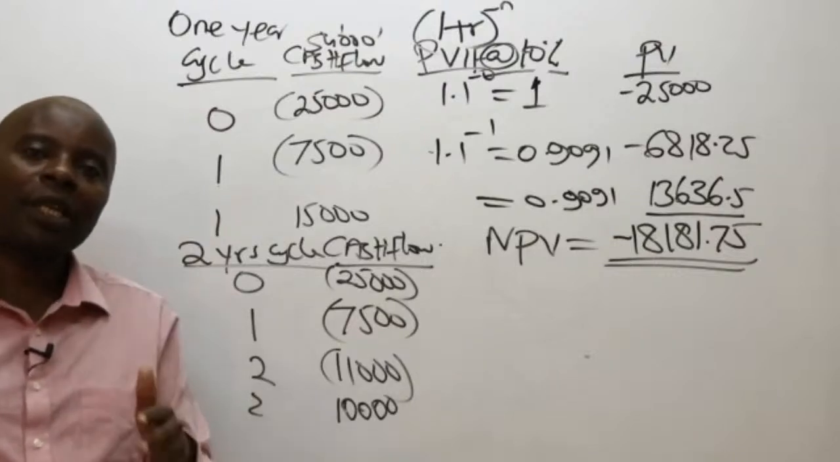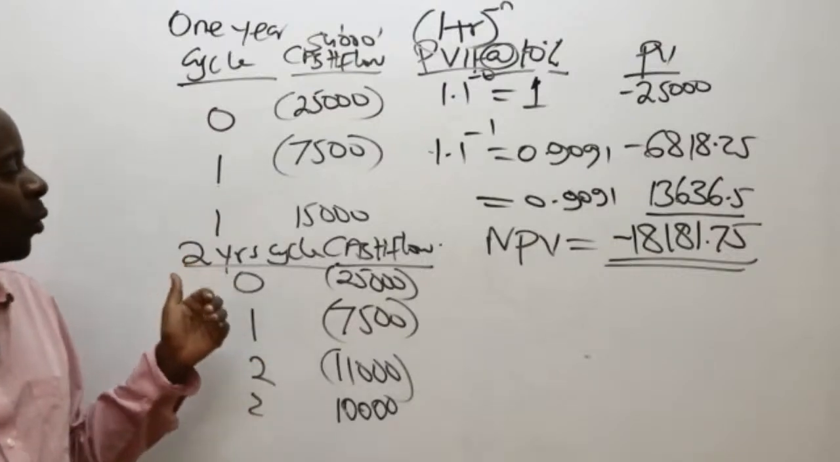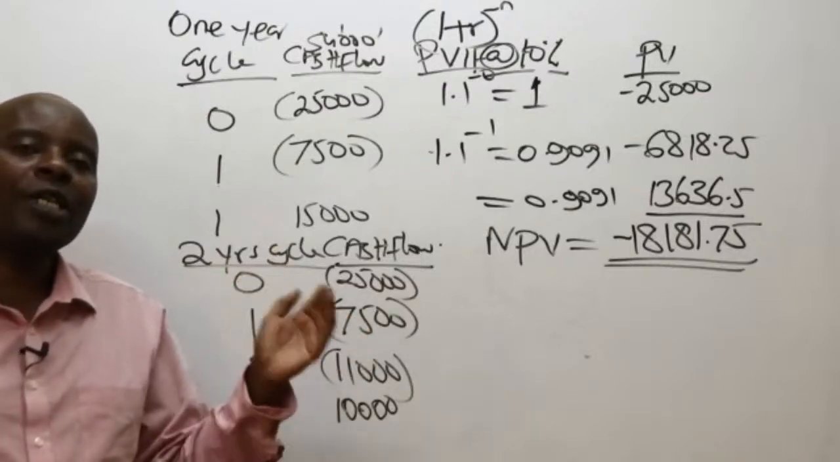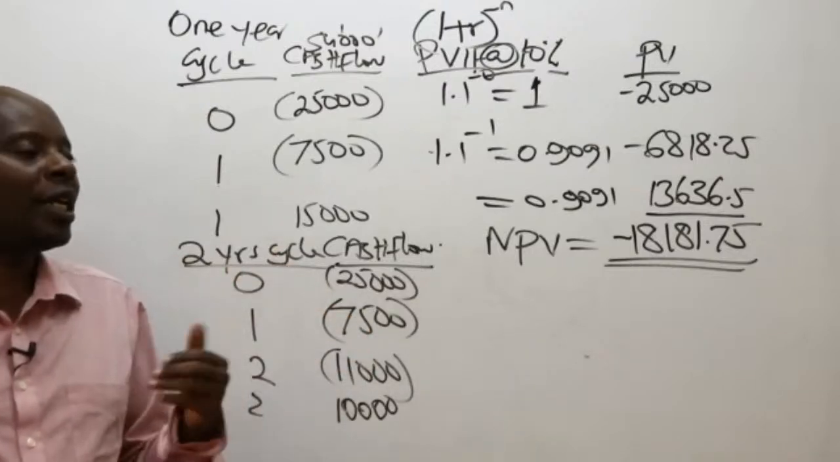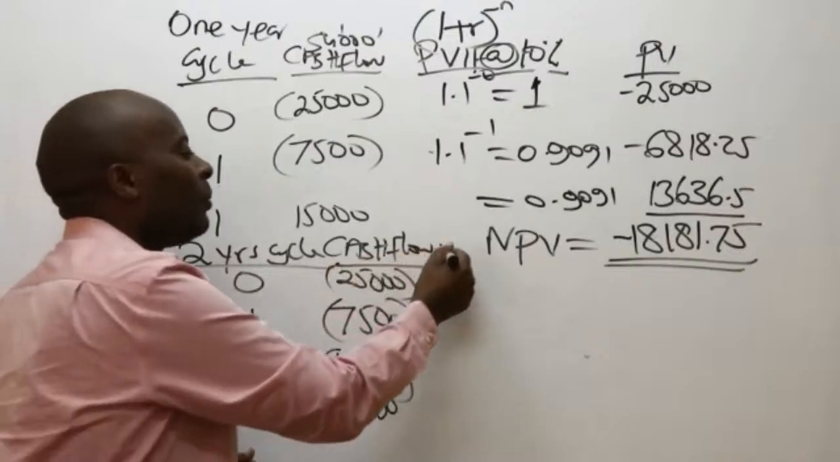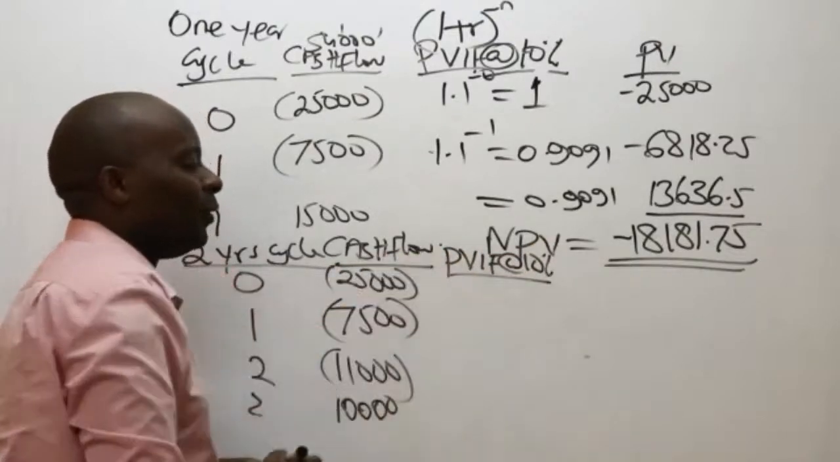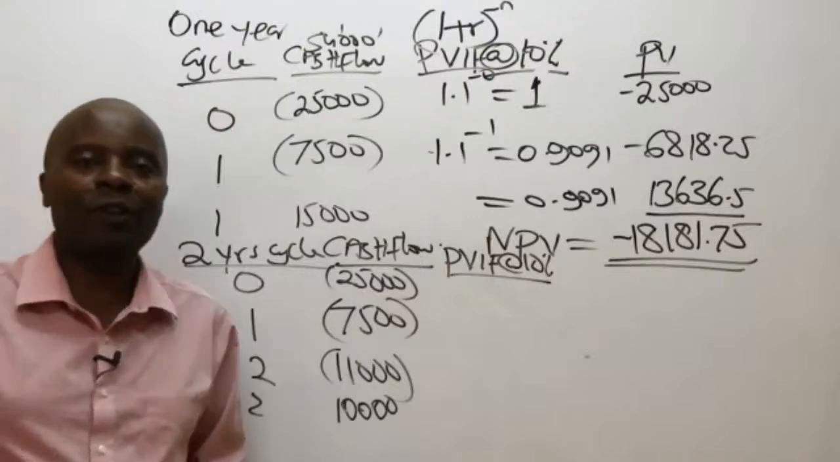Now, ladies and gentlemen, if you allow me, I'll now look for the PVs of year 2, 2-year cycle. Come and write a column there of PV at still 10%.